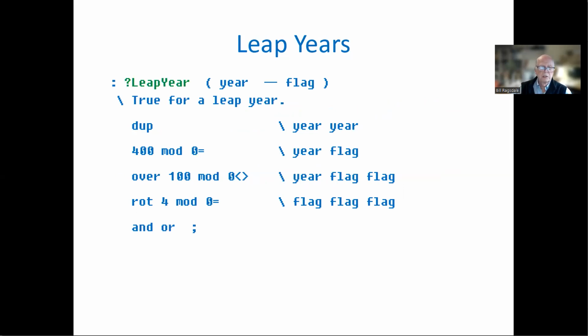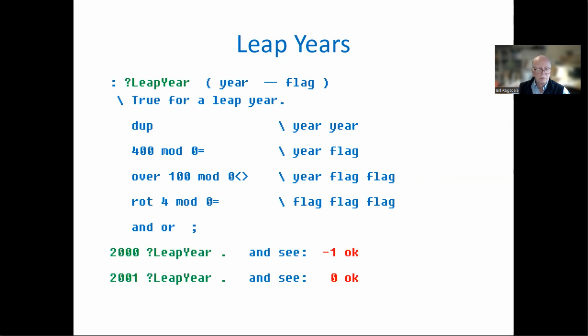This is the calculation, pretty simple, what we're used to in modular arithmetic. We take the year, we do the 400 calculation, we do the 100 calculation, and then we combine those two with an and an or at the end, and we'll get a true flag for leap years. Here's a test on that.